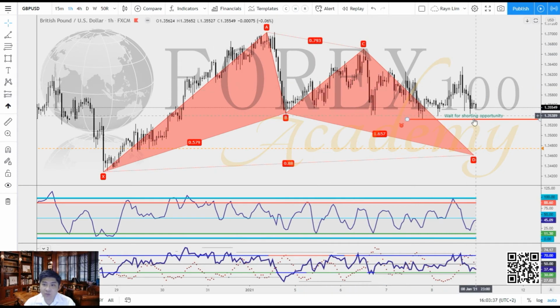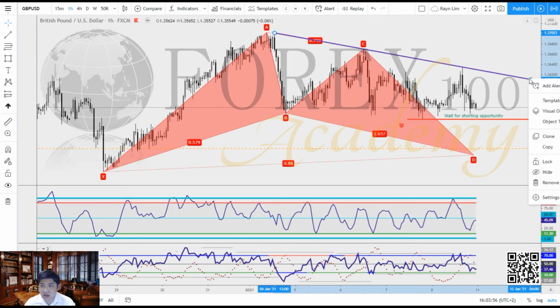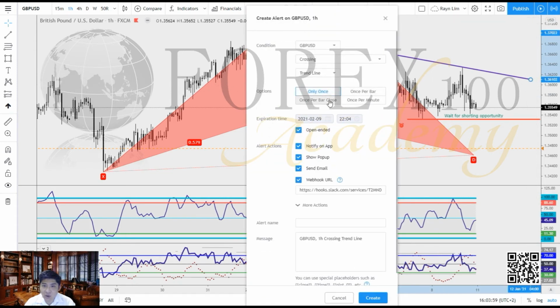I'm waiting for a break and close below to confirm a shorting opportunity. On the other hand, what I can do is draw a trend line, just nicely connecting all 3 levels, where I will get to set an alert over here. Once the market hits this price, I will wait for the candle close to get in for a short. So the function I'm looking at is once per bar close, once it reaches here, then my alert will be 1 hour chart trend line short. This is because I see it as a descending triangle.